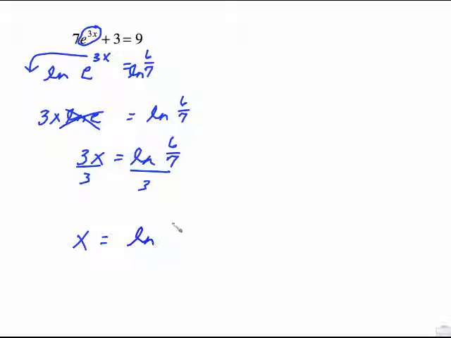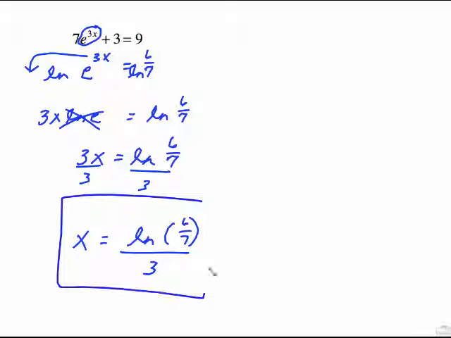x equals ln of 6/7, but I'm putting it in parentheses to remind you that when you do your decimal, you have it in parentheses there, divided by 3. This one did not ask for a decimal approximation, so this is your exact answer.